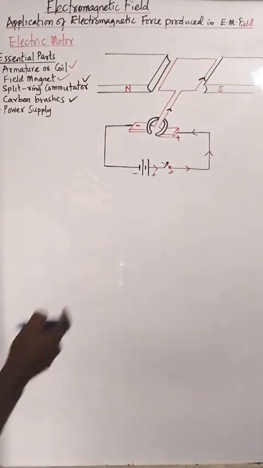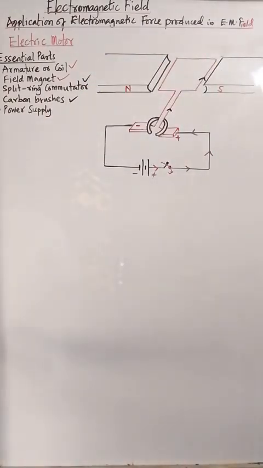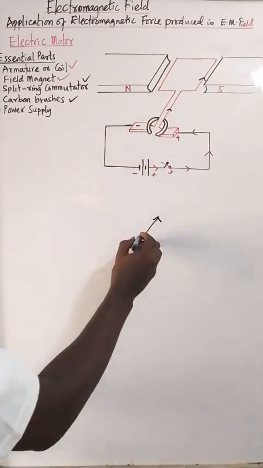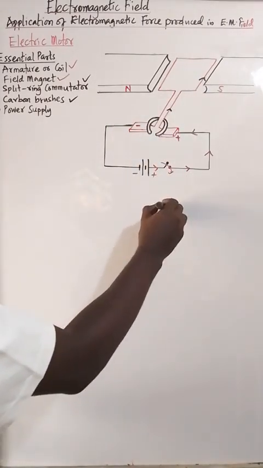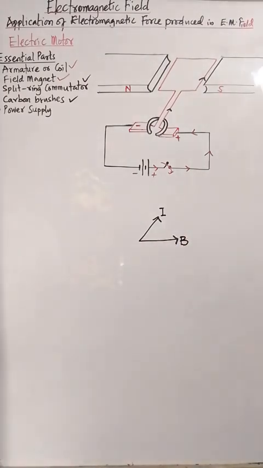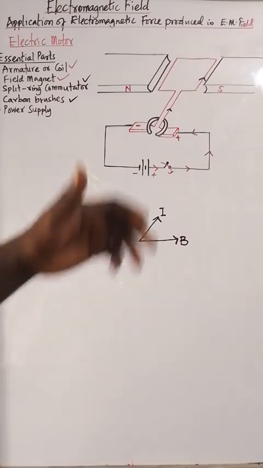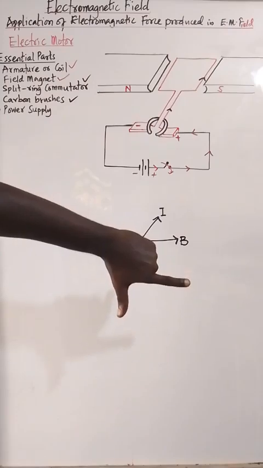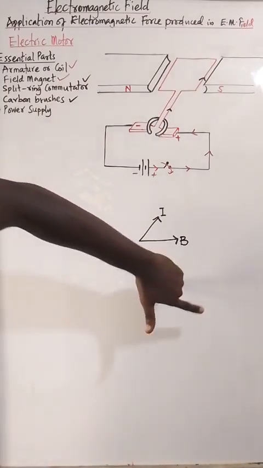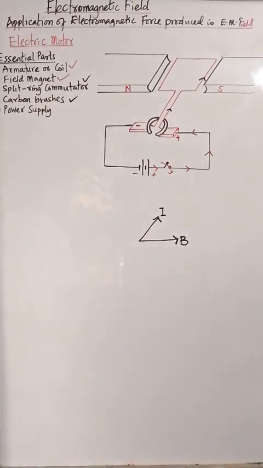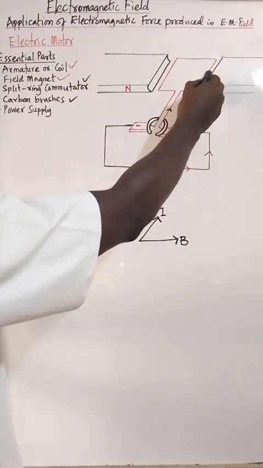Initially, let's suppose this coil is horizontal. The current enters this way, meaning the current goes inside. Then the field, north to south, is to the right. This current, this magnetic field B. Now, what will be the direction of motion? Fleming's left hand rule. This current goes inside, the field goes this way, then the thumb faces down. So this part experiences a force pushing it down.